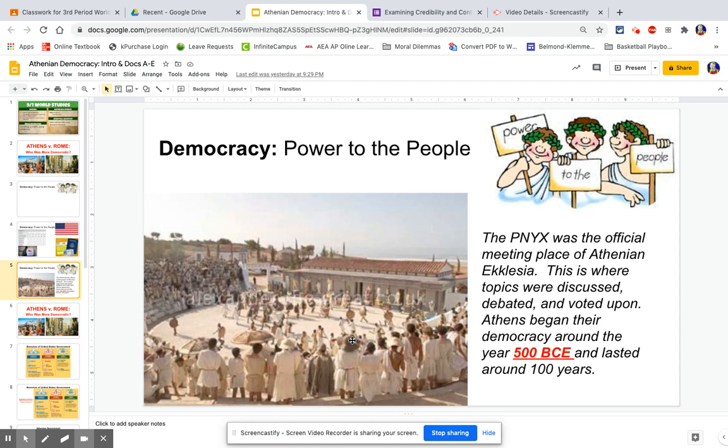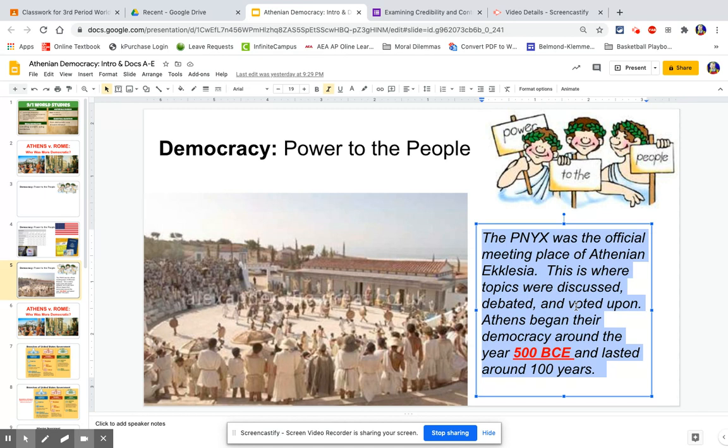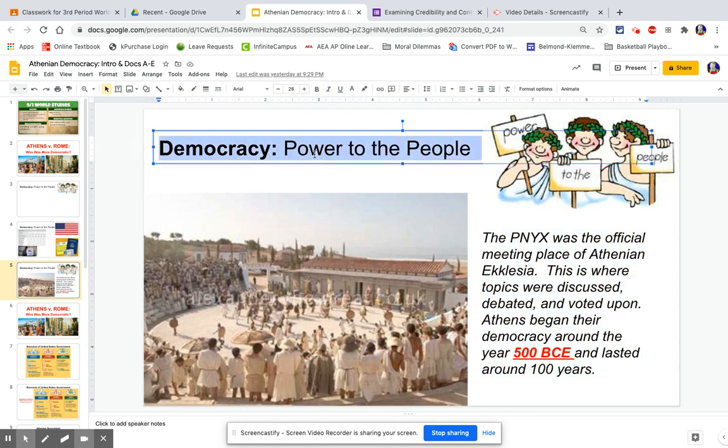What they would do here is a bunch of citizens, and you'll learn about what a citizen is going forward, used to meet here, and they used to vote on not just who was in the government. They used to vote on a whole bunch of different things, like whether or not Athens went to war, how much they were going to pay in taxes, and what countries they were going to trade with. Athens was the first place that tried a democracy, giving power to the people, and you're going to be learning about that moving forward.